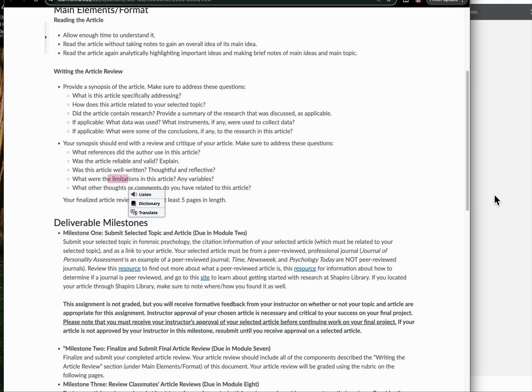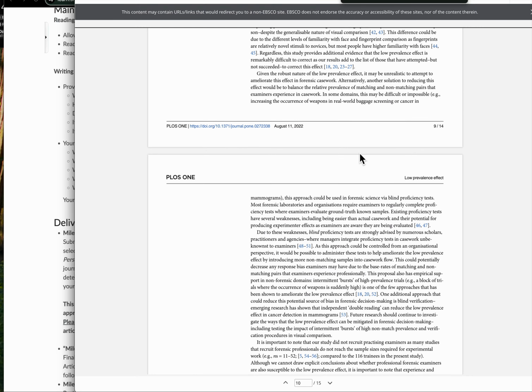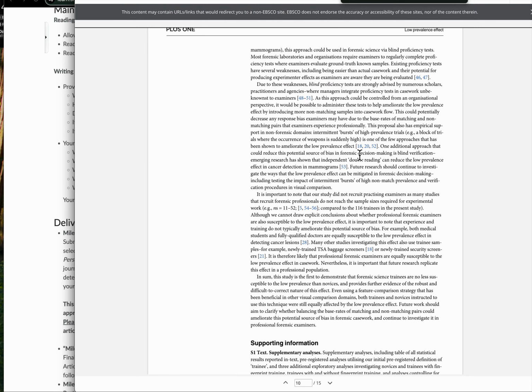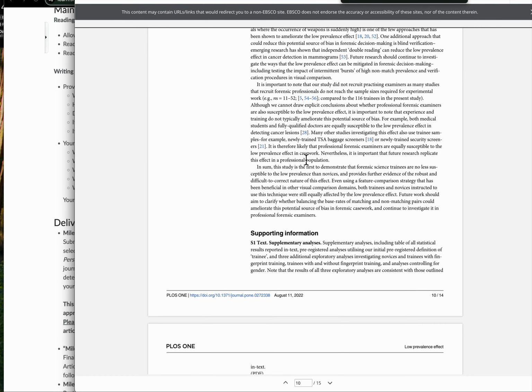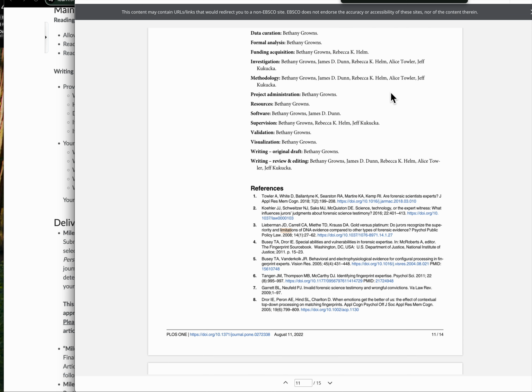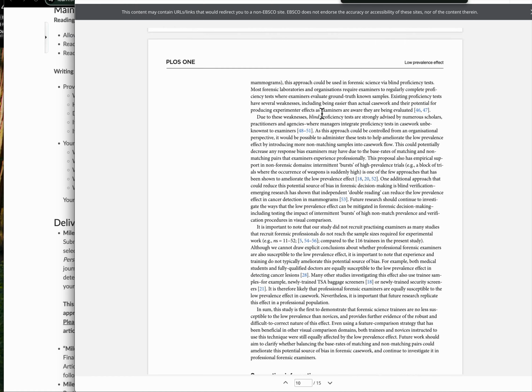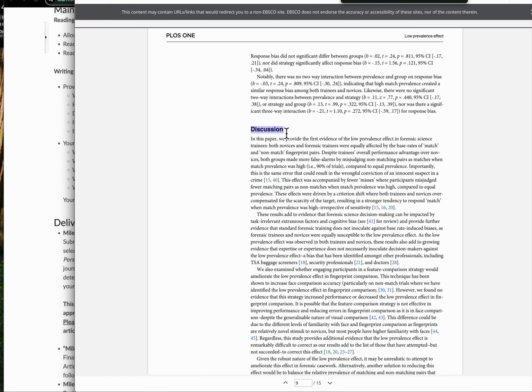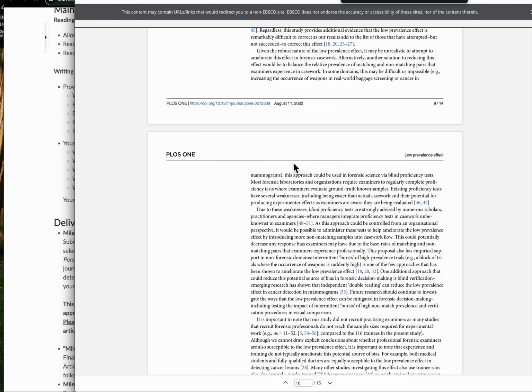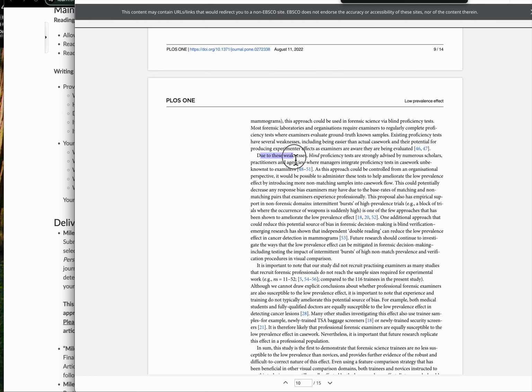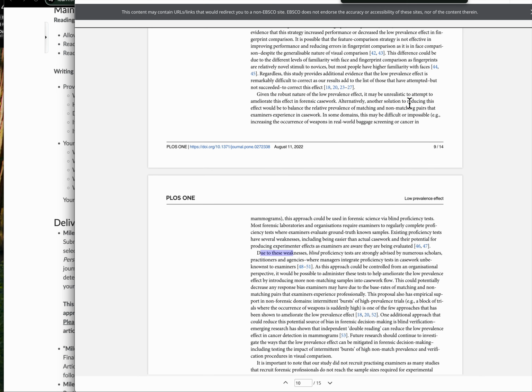And then for limitations, you can literally just do a Control F, or you can go down. Usually limitations would be one of the very last things, like our study did not recruit practicing examiners. I can already see it, but we should be able to do a Control F and just write in limitations. Oh, for that one we can't, but they should be in this discussion, and it should be towards the end. And I can just see, due to these weaknesses, it's saying it may be unrealistic to attempt to ameliorate this effect.